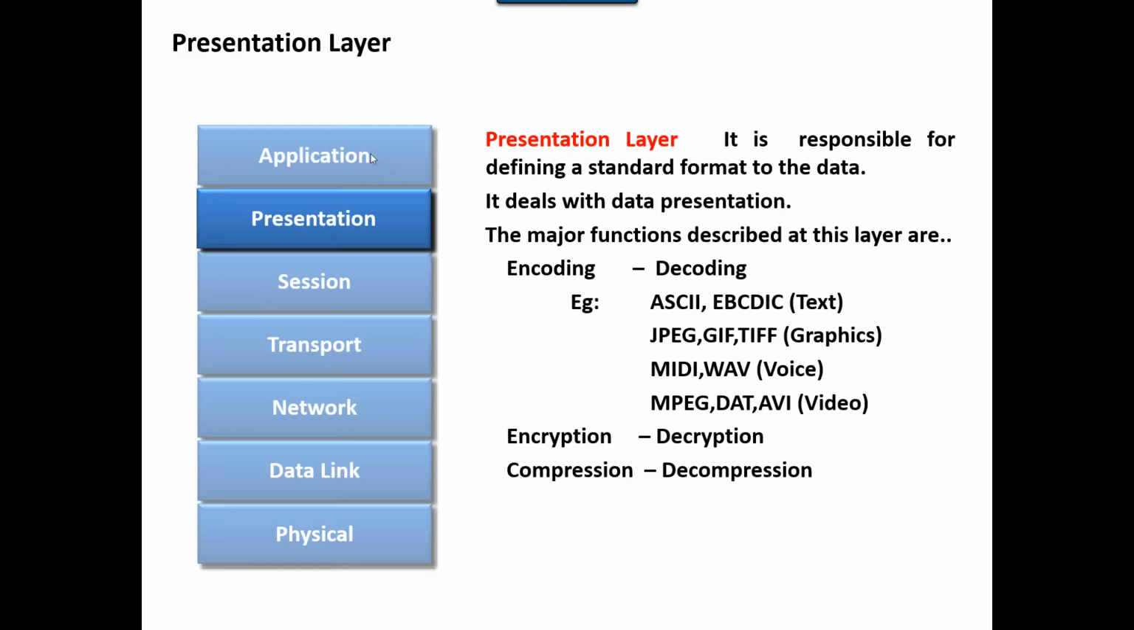So when the application layer transfers the data to the presentation layer, immediately the presentation layer converts the original data into standard format, zeros and ones. That is called encoding. Converting the original data into standard format is called encoding.